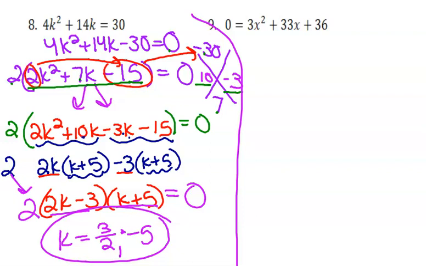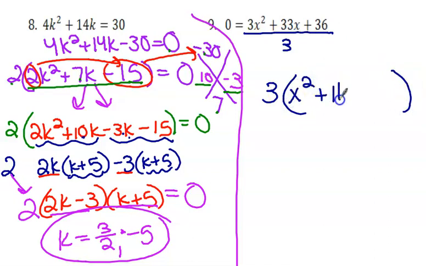All right, next one, number 9, we need to make it equal to 0, which in this problem, it already is. Ta-da! So now let's take out the greatest common factor. Well, they all have a 3 in common. So let's take out the 3 and see what we have left over. So x squared plus 11x plus 12.